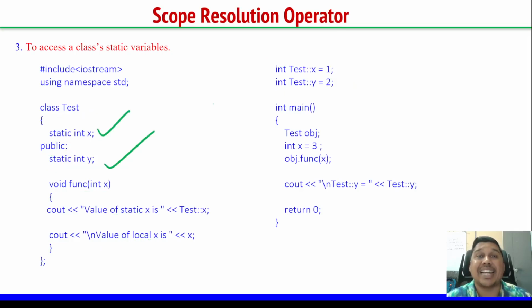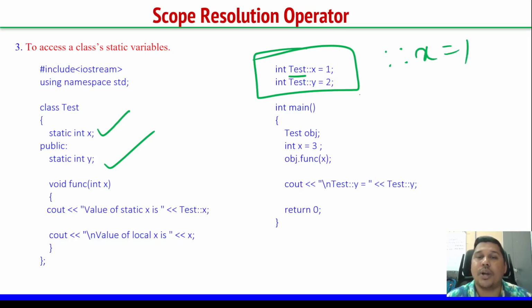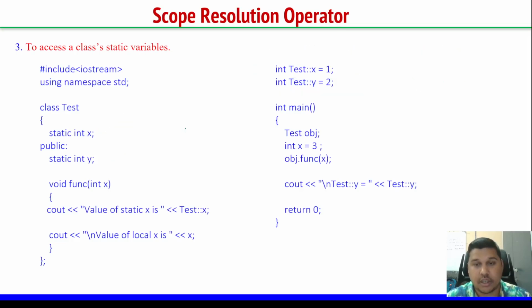X and y are static data members of a class. They can be initialized outside the class using the scope resolution operator like this. int, class name, scope resolution operator, x equal to 1, again int Test::y equal to 2. This way, the scope resolution operator is used to assign values to static variables or static data members of a class. Okay. Other things are normal.